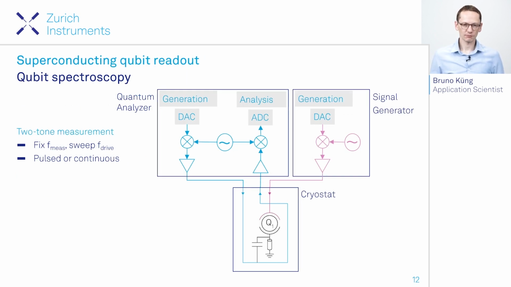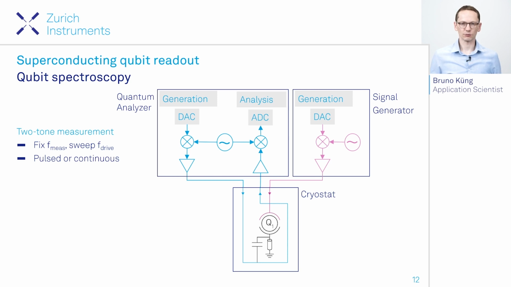For qubit spectroscopy, we add one more tone. We perform a two-tone spectroscopy measurement where we fix the frequency that we use for the qubit readout. So this is the left part of the circuit. And then we add a signal from the signal generator, of which we sweep the frequency. We can do this measurement both as pulsed or as a continuous wave measurement.